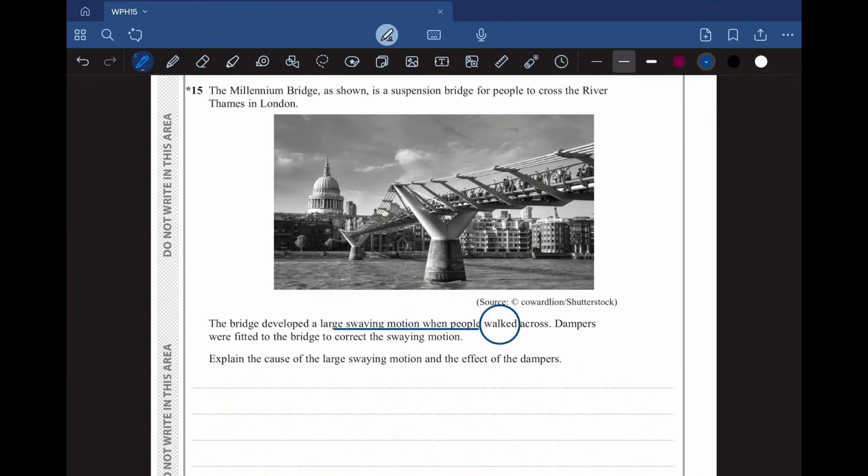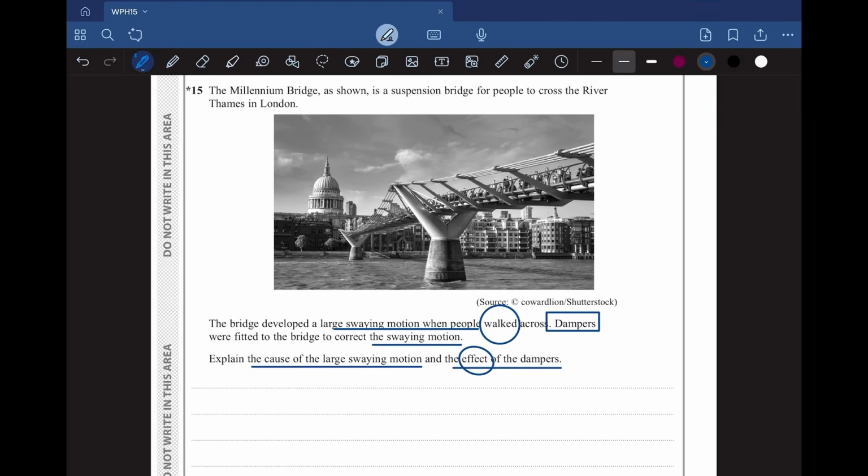Dampers were fitted to the bridge to correct the swaying motion. We will have to understand the main objective of adding the dampers. The main objective of adding the dampers is it actually dissipates the energy by limiting the oscillation of the bridge. Explain the cause of the large swaying motion. So why does a large swaying motion actually occur, and the effect of the dampers. So what actually the dampers do.